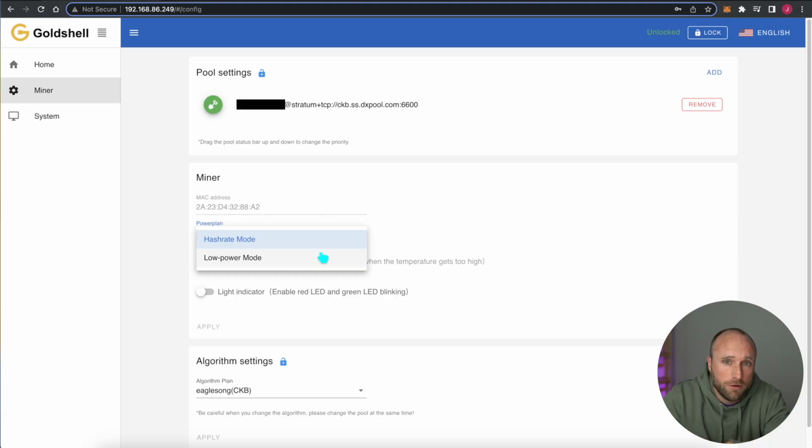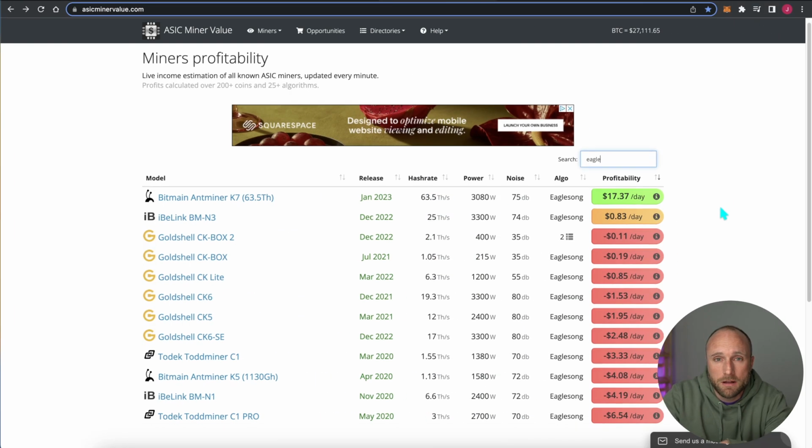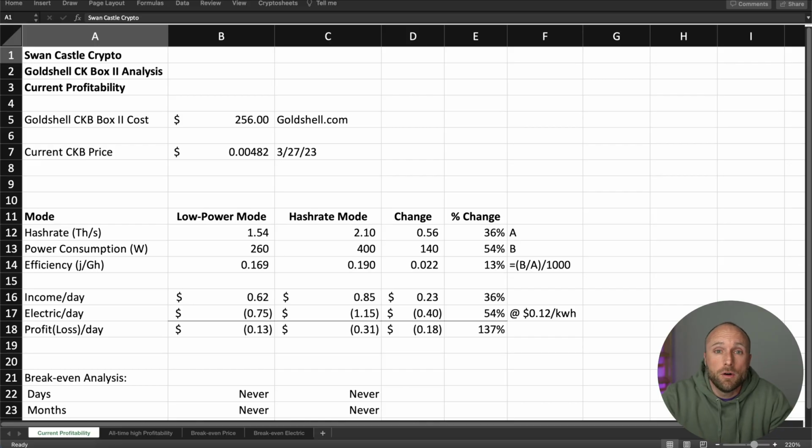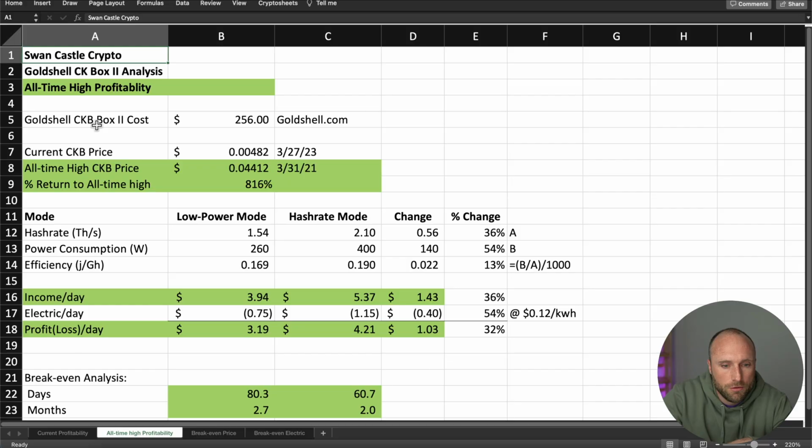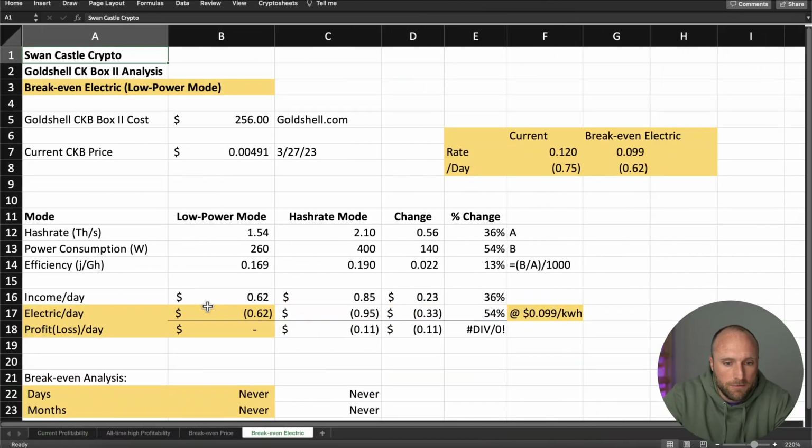Today we'll review the setup and the specs of this miner. We'll compare this miner to the original CK Box and other CKB cryptocurrency miners. We'll analyze this miner's current profitability and review some different profitability scenarios I put together. And finally, I'll walk you through some of the pros and cons I see with this miner.